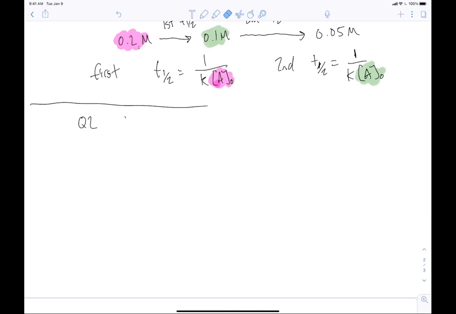All right, so, goodness. Let's look at Q2, quiz 2.